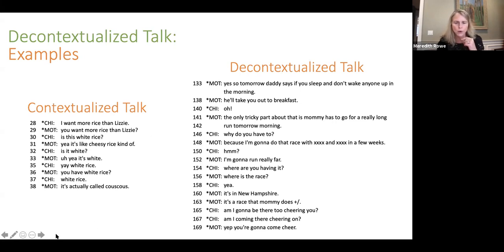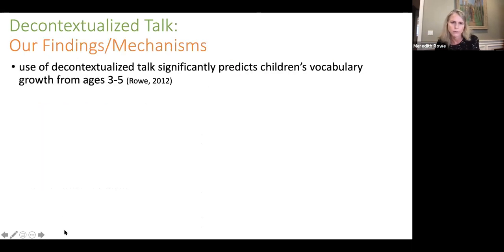Okay, so what we're trying to do in this study is help parents understand that they already engage in this decontextualized talk in their conversations with their children. It happens all the time, but it's really helpful, right? Because parents might not realize that talking about the past, talking about the future, providing explanations, these are helpful ways to communicate with children, because that's what we found in the literature.